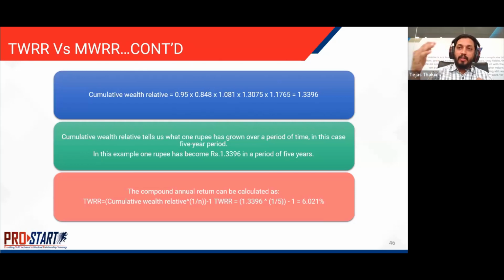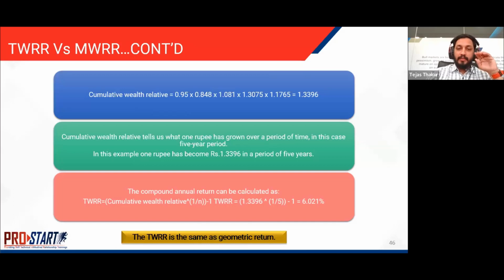Now, if you want to find out the CAGR for this, it basically utilizes a formula where future value is equal to present value into (1 plus R upon 100) raised to N. And then you find the rate of return, which is basically 1.3396, which is the number over here, raised to 1 upon 5, which is the period, minus 1. So that will give you the TWRR value on an annualized basis. So as I said, TWRR at a CAGR level is very equivalent to the geometric return.